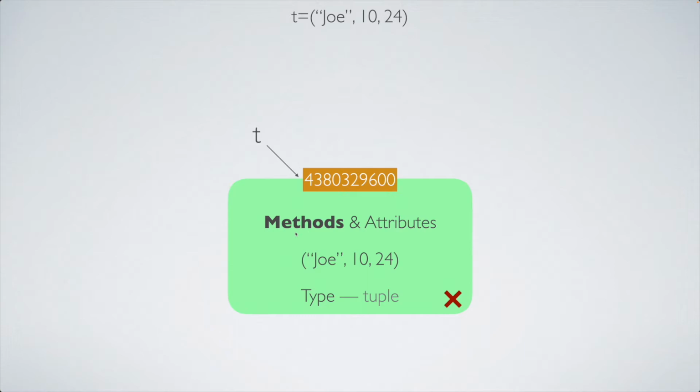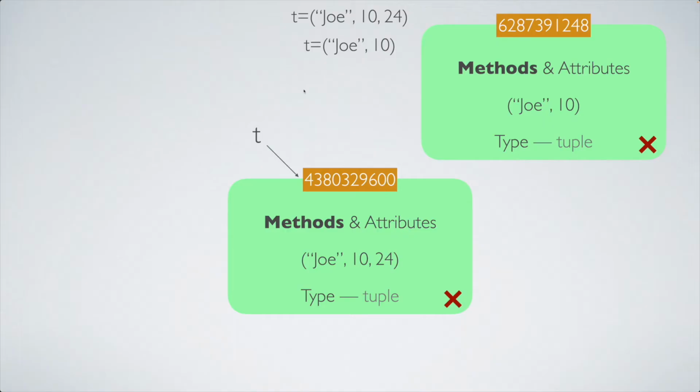Now, the next thing that we did, we said t equals Joe and then 10. Now, what happens right now? Again, let's go back to the basic concepts. As soon as you put down these two parentheses, you are creating a new object. So as soon as you say this, you are creating this new object in your memory. And this is a new object, so it has its own unique address that's different from this one. And it's also a tuple, and the data contains the string Joe and this number 10.